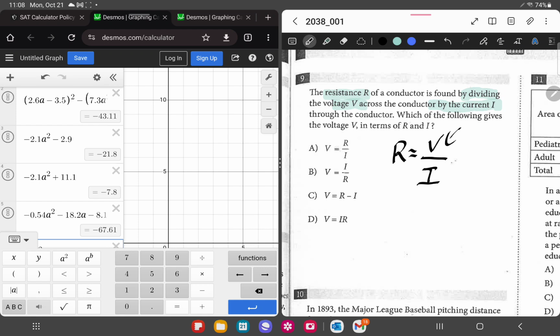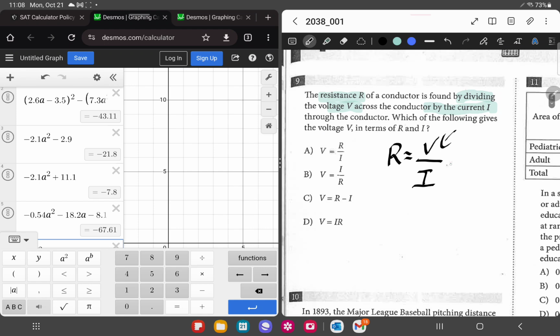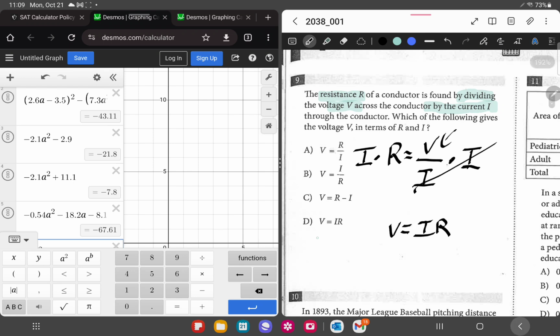So we're going to have to go ahead and solve for this. Now, how do I get rid of the I and move it to the other side? In order to get rid of division, you got to do the opposite, which is multiplication. So we're going to multiply both sides by I. So that's going to cancel out with that. And now that's going to go ahead and give me V is equal to IR, which if you see, my answer is D.